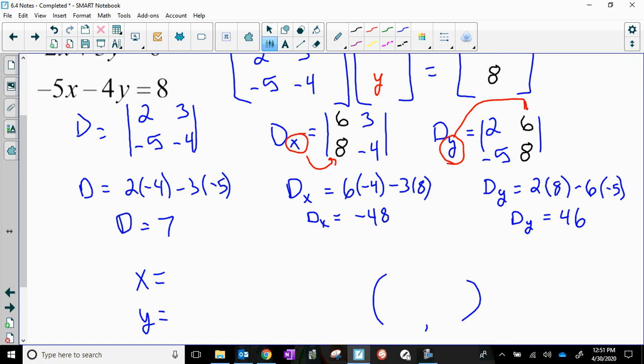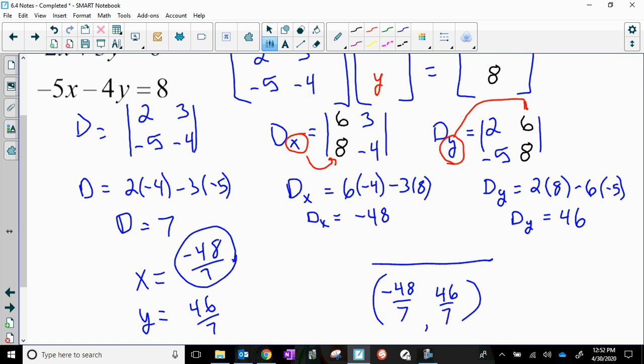So Cramer's rule says if you take these determinants and you take dx and you put d for denominator in the bottom, that gives you your x coordinate. All you have to do is reduce the fraction if possible. If not, leave it as an improper fraction. So then we have y, which is dy over d. That one doesn't reduce, so we're left with 46/7.